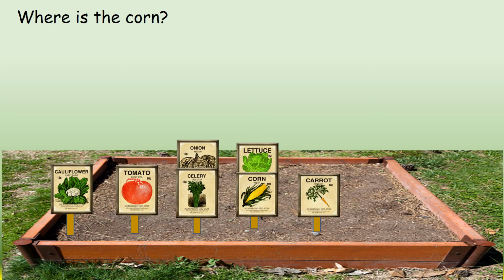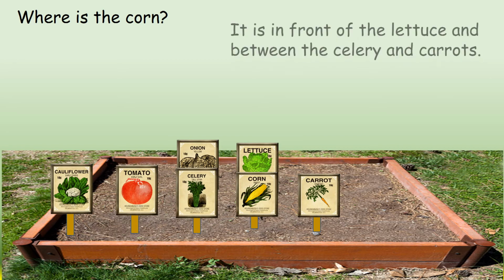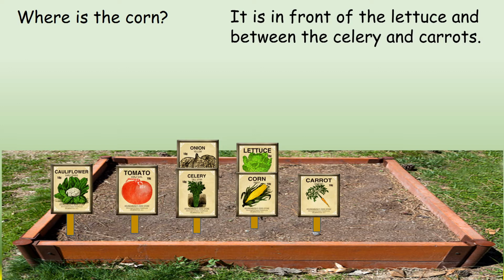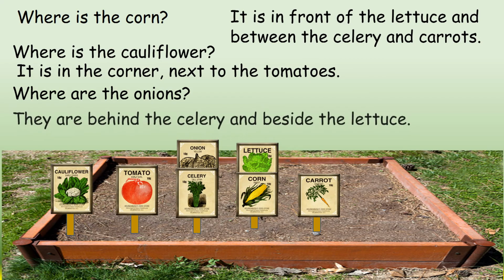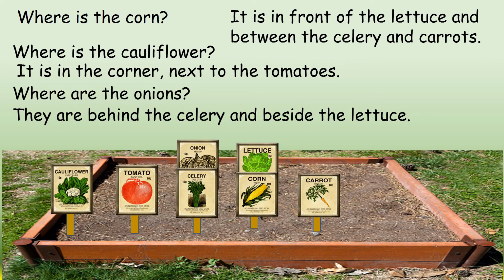Where is the corn? It is in front of the lettuce and between the celery and carrots. Where is the cauliflower? It is in the corner next to the tomatoes. Where are the onions? They are behind the celery and beside the lettuce.